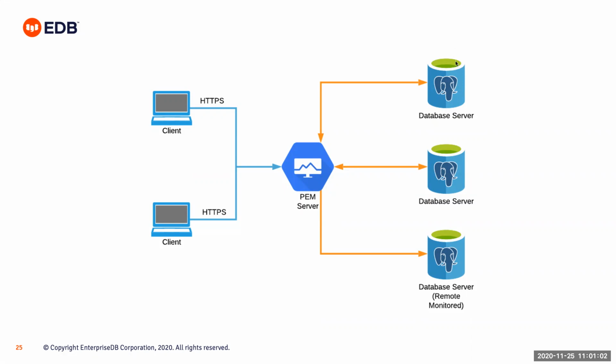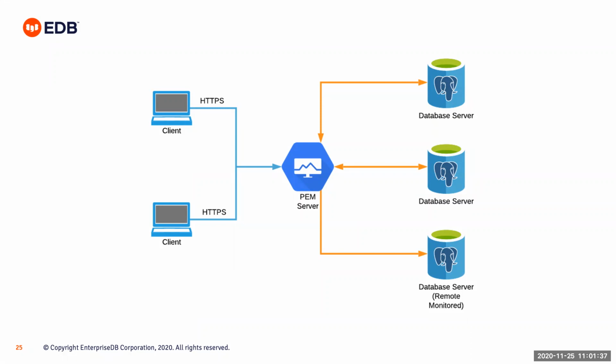In this case where we have non-remote monitored, there is an agent running on the database server. And that agent is responsible for gathering the metrics and sending it to the PEM server. So it's not the database itself, it is a part of the PEM architecture that is performing this task. In the case of a remote monitored server, the PEM server itself is gathering some of the metrics, but not all of them.